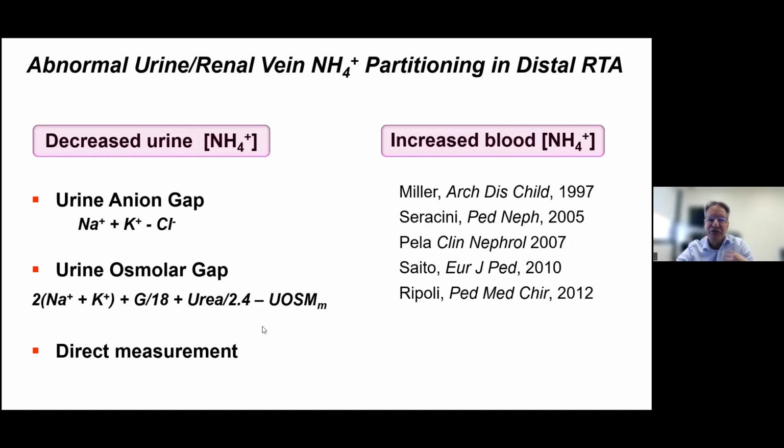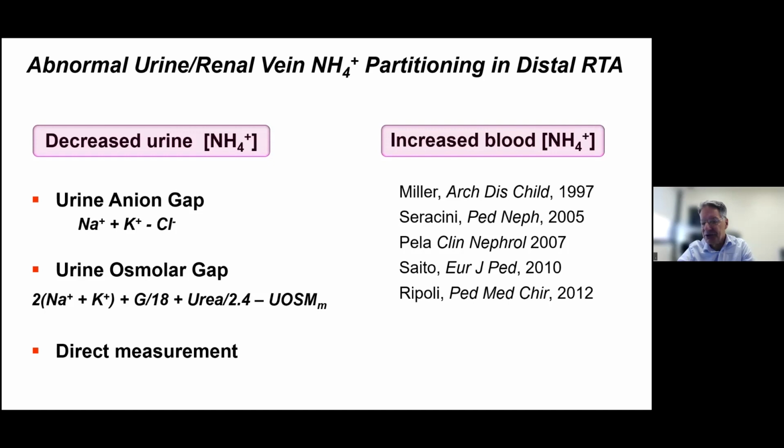Interesting, though, if you think about it, with the abnormal partitioning, with more going back to the renal vein, you might think, what about the blood ammonia? And it turns out, and this is not known by any nephrologists or most people, you have to look at the original papers directly. There are 5 papers that have now described the blood ammonia going up in these patients. And so it's a real question whether there's anything else in medicine that lowers the urine ammonia concentration but raises the blood ammonia.